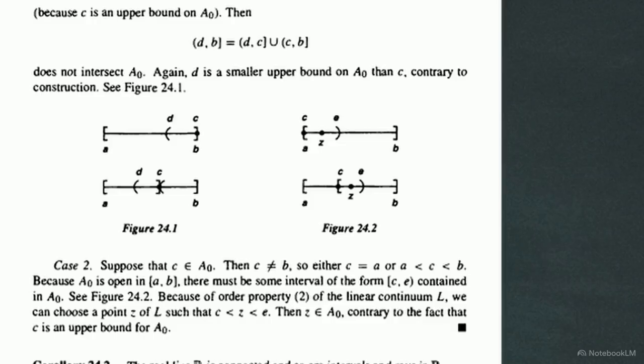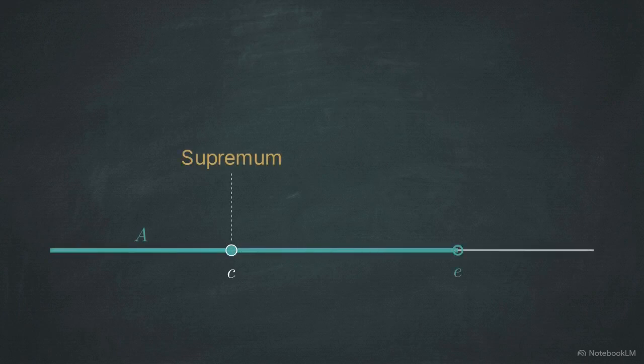Case 2. Shifting our focus to figure 24.2, we drop point C into set A instead. Because set A is open, it must also contain an interval extending to the right of C, reaching a point A. The density of the continuum guarantees another point, Z, exists perfectly between them. That places Z inside set A, but higher than C. If there is a point in A greater than C, then C isn't an upper bound at all.